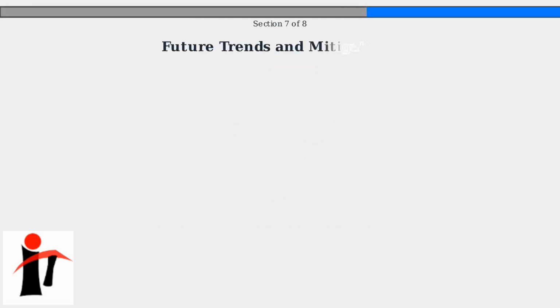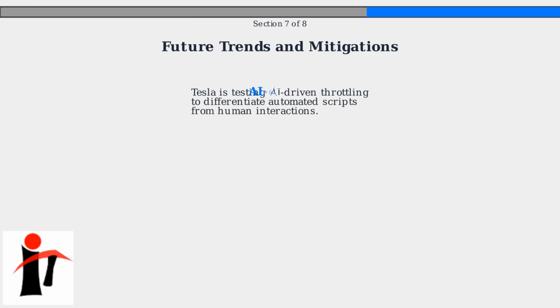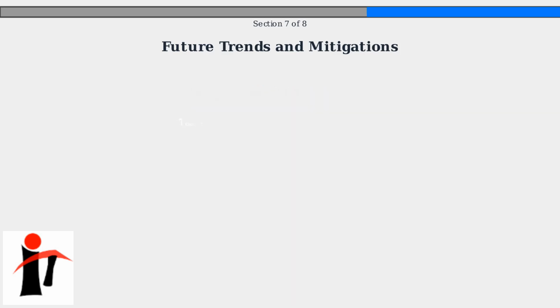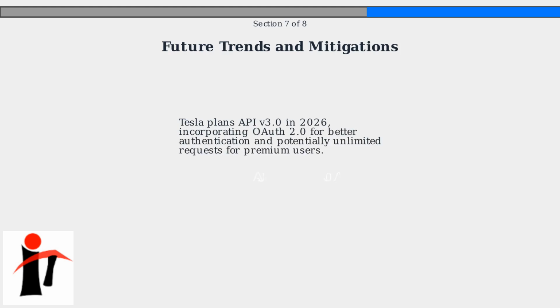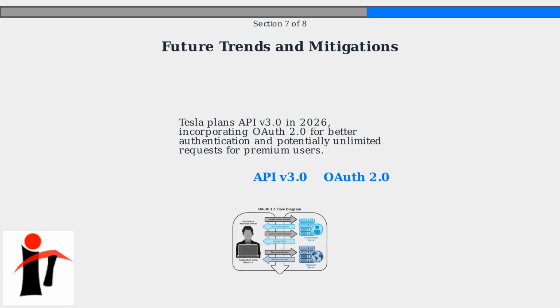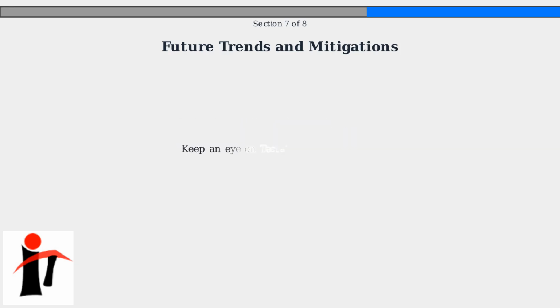Tesla is actively working on improving rate limiting to reduce 429 errors. They're testing AI-driven throttling that can tell the difference between automated scripts and real human interactions. Tesla plans API v3.0 in 2026, which will include OAuth 2.0 for better authentication. This could allow premium users to have potentially unlimited requests. Keep an eye on Tesla's developer portal for the latest updates on these improvements.